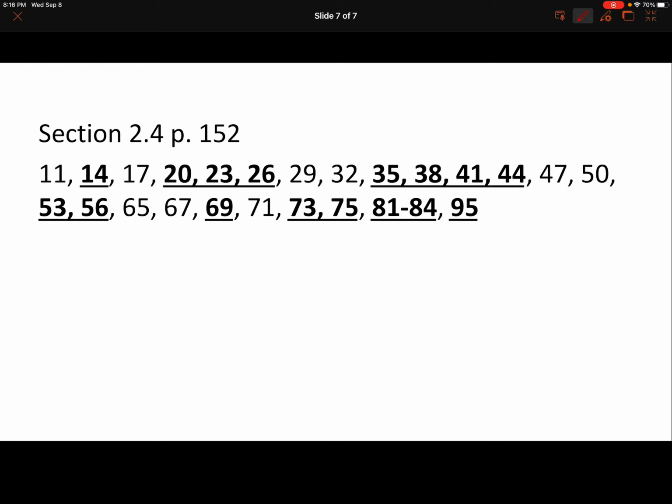So you have an assignment. Bold and underlined are required. Others are highly encouraged. The more practice you do, the faster you are, the more confident you are, the better that you do on quizzes and tests because you have more time.